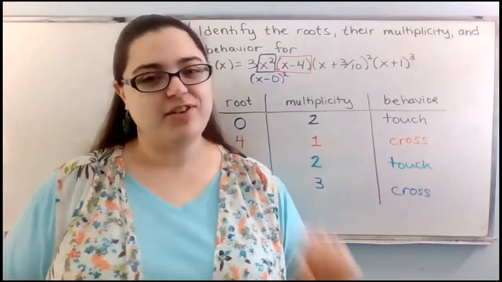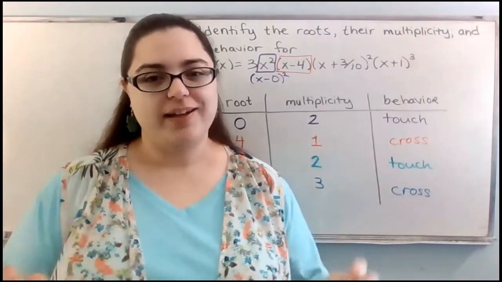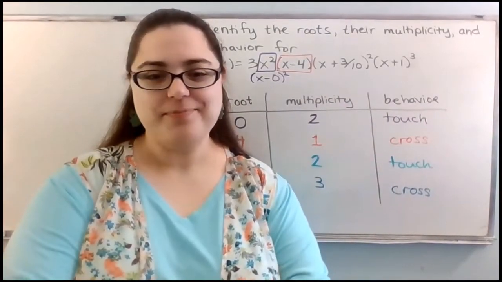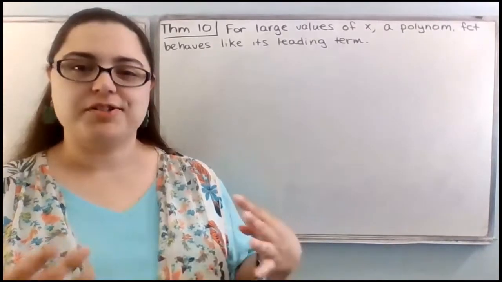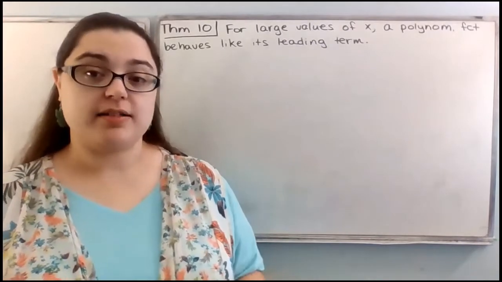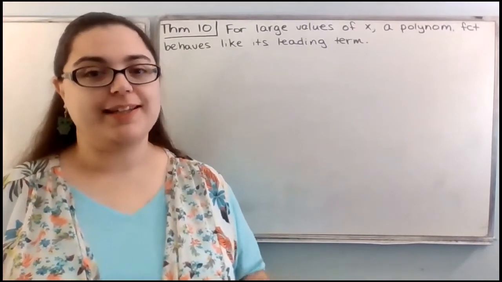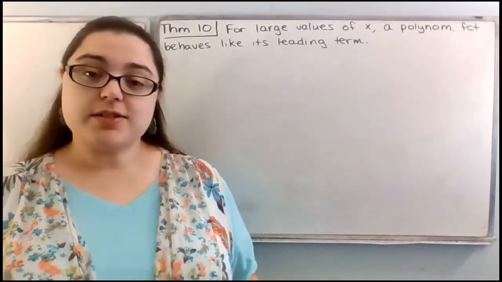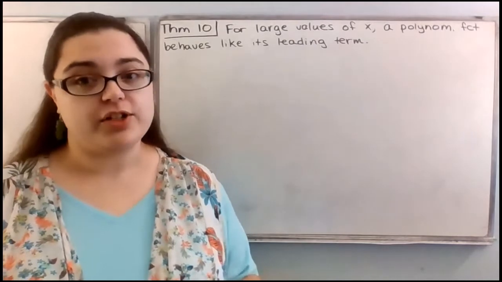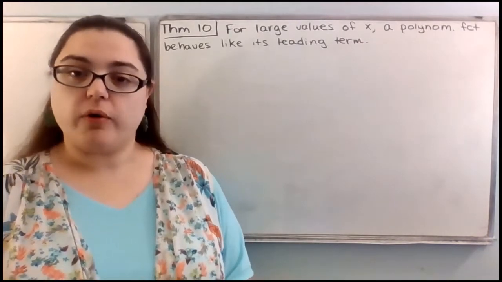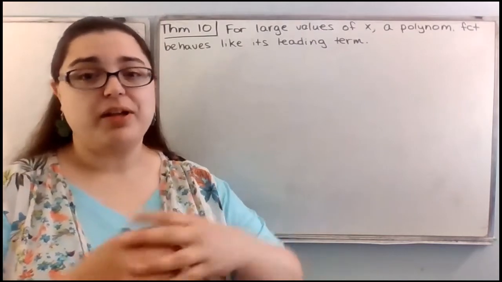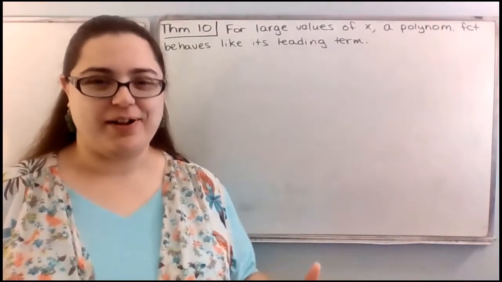Well, the good news is, as long as we can identify the leading term, we can identify the end behavior. So let's check out that theorem. So here's theorem 10. This theorem states that for large values of x, a polynomial function is going to behave like its leading term. So this is why when we were identifying different features of a polynomial, the leading term, the leading coefficient and the degree were important, because they help us identify the behavior for a big long string of x's in my polynomial.